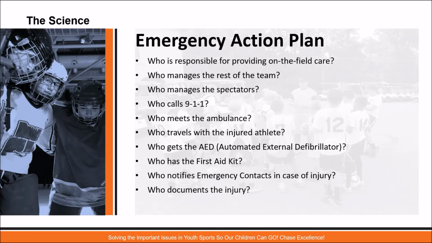Emergency action plan. Who's responsible for providing on-the-field care? Who manages the rest of the team? Who manages the spectators? Who calls 911? Who meets the ambulance? Who travels with the injured athlete? Who gets the AED and makes sure one's available and maintains the AED? Same for the first aid kit. Who notifies the emergency contacts in case of the injury, and who documents the injury? How are you going to manage to keep all this information?